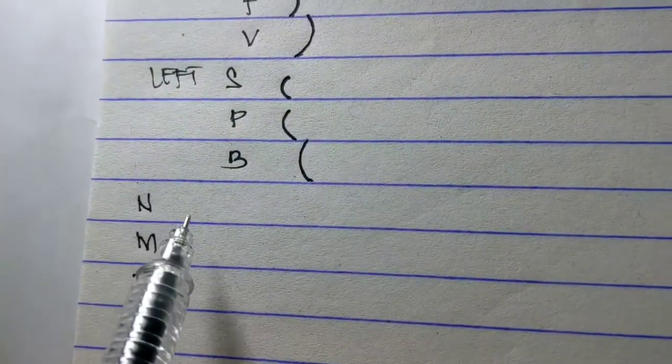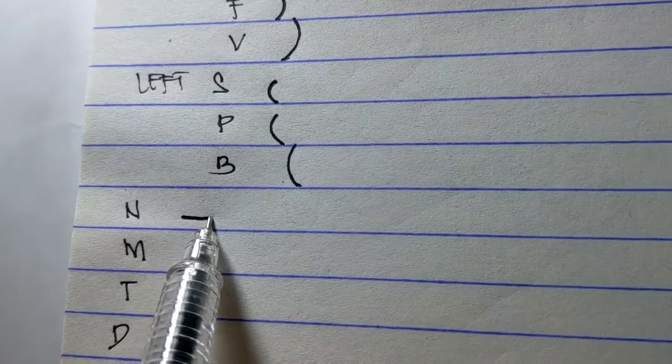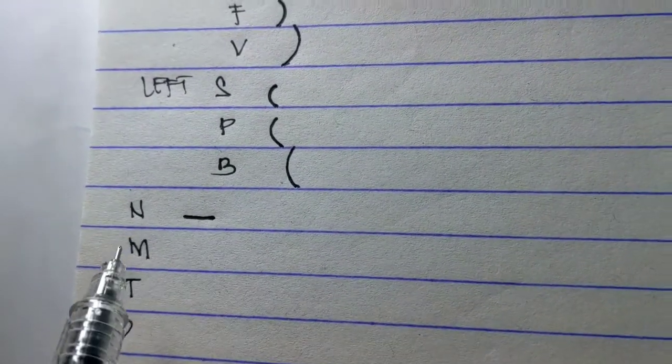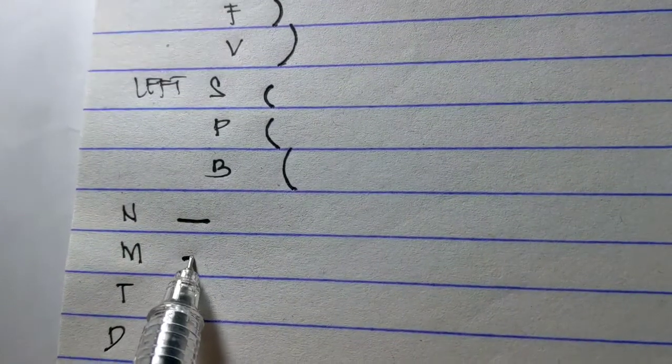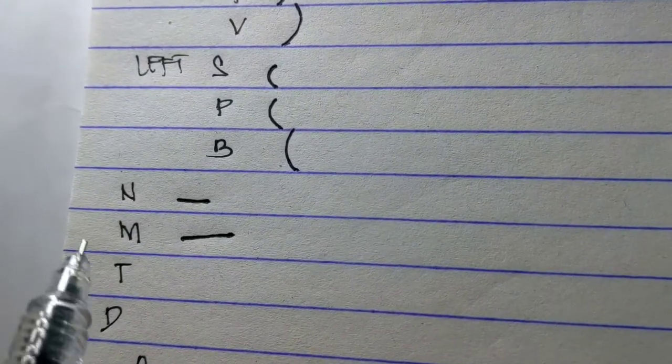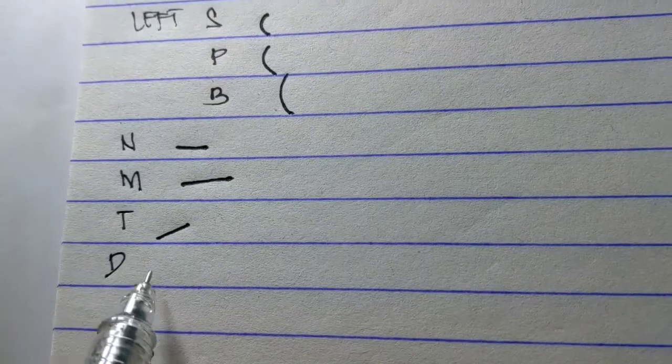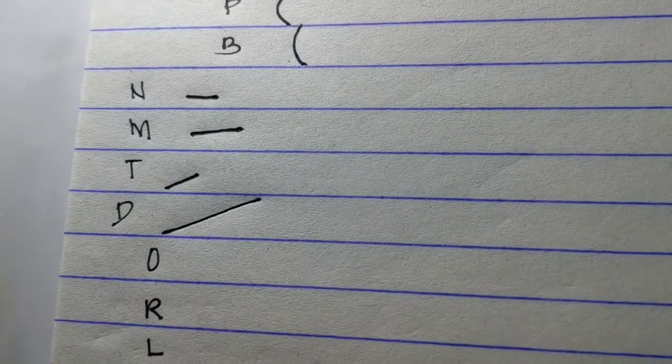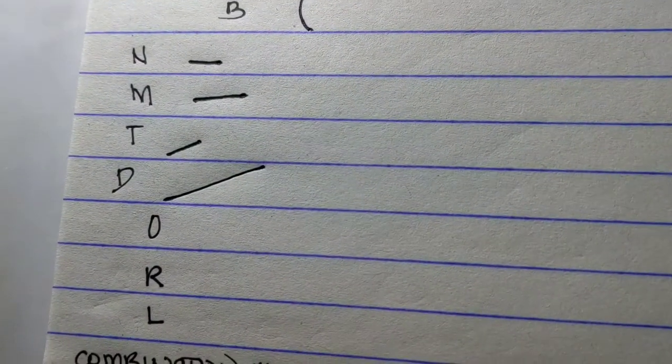Next, letter N is a short forward straight line. Letter M, a longer forward straight line. Letter T, a short upward straight line. Then letter D, a longer upward straight line. And then letter O is written as a small deep hook.